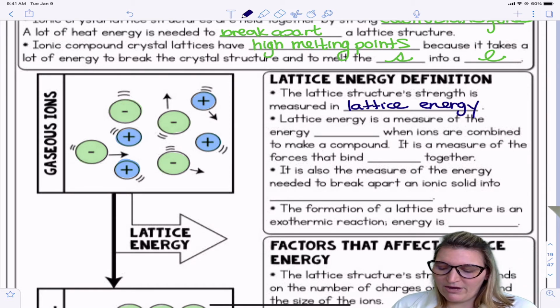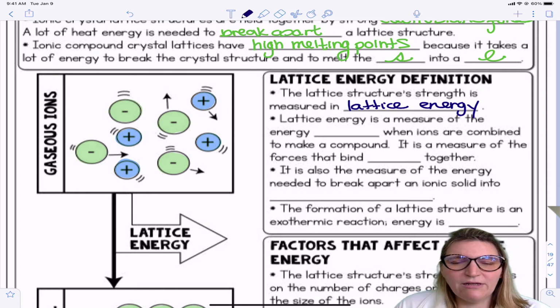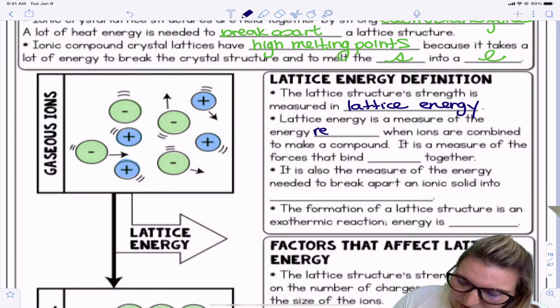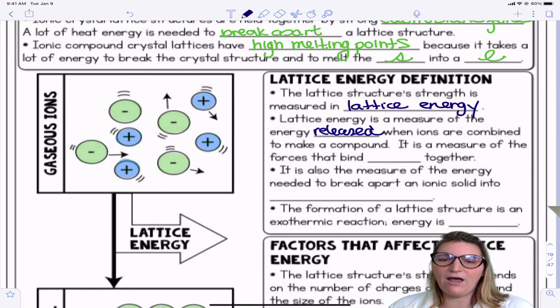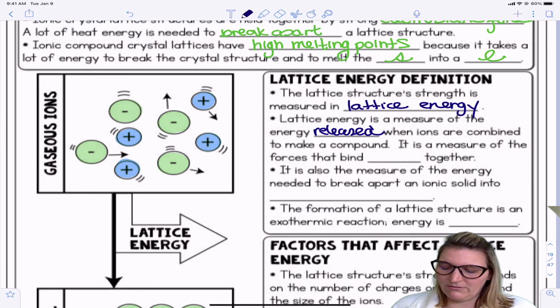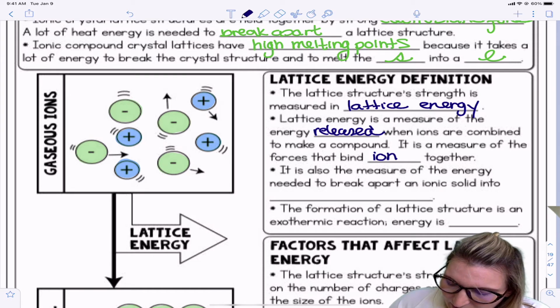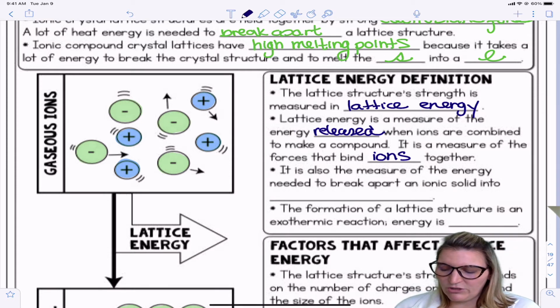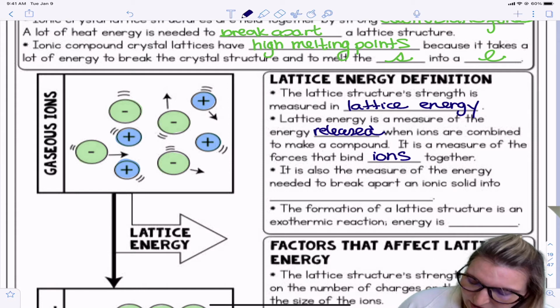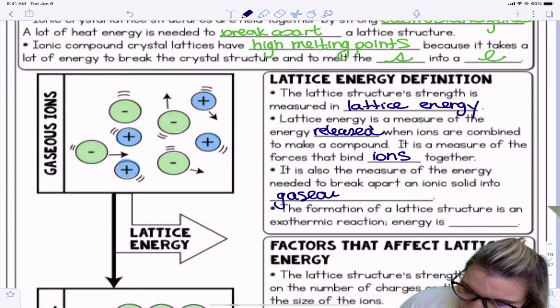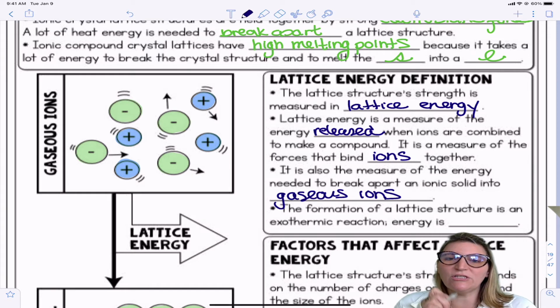And lattice energy is a measure of the energy, and this is really interesting. It's the energy released when ions are combined to make the compound, because the ions are really attracted to each other. So when they come together, that releases energy, and exactly the opposite happens when it breaks apart. So it is the measure of the forces that bind the ions together. It is also the measure of the energy needed to break an ionic solid into gaseous ions, to completely break it up, not just into a liquid, but into the gaseous phase.